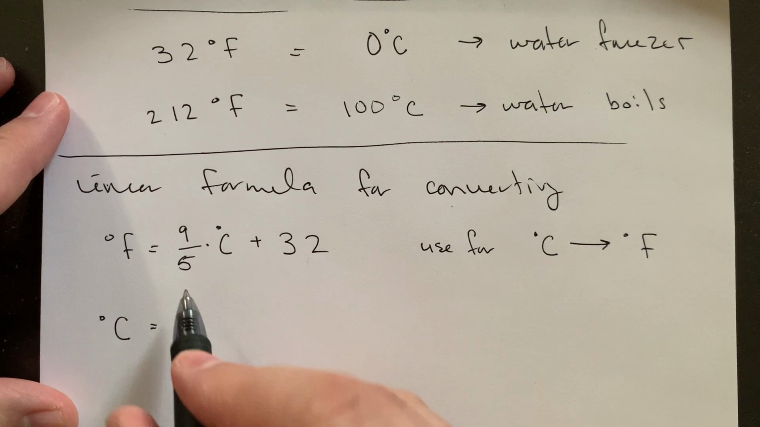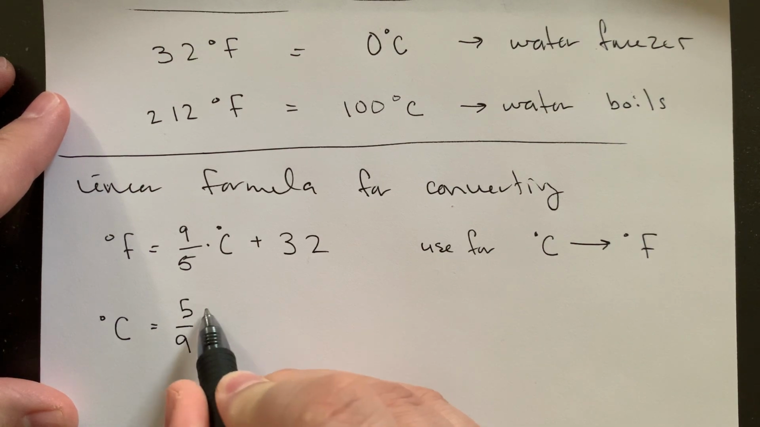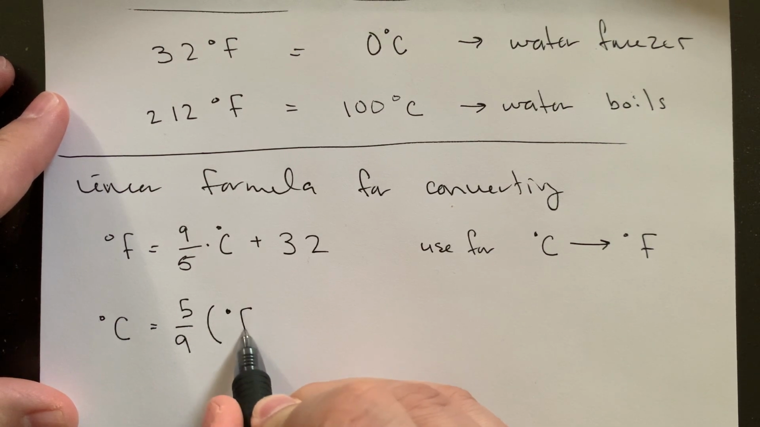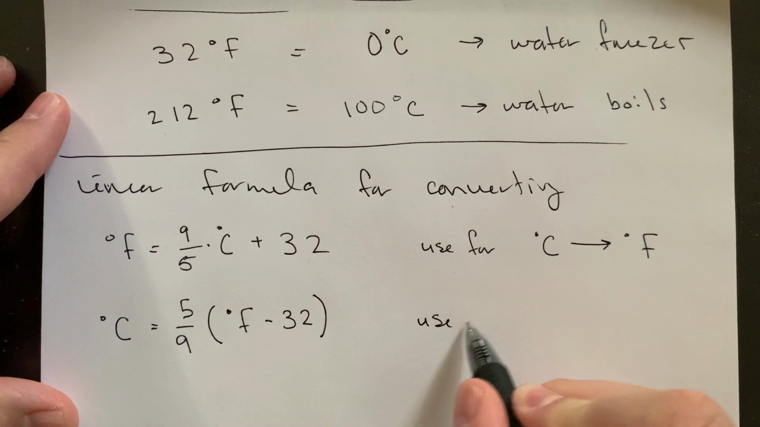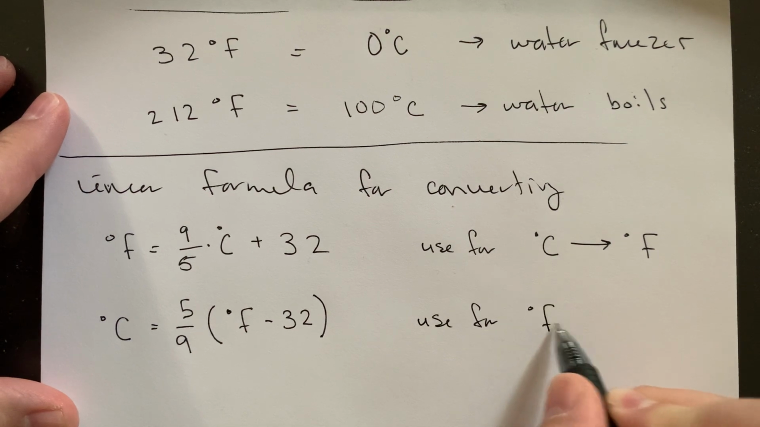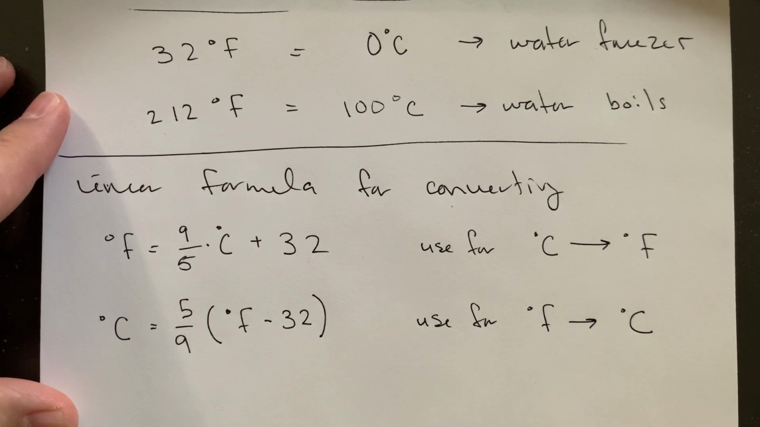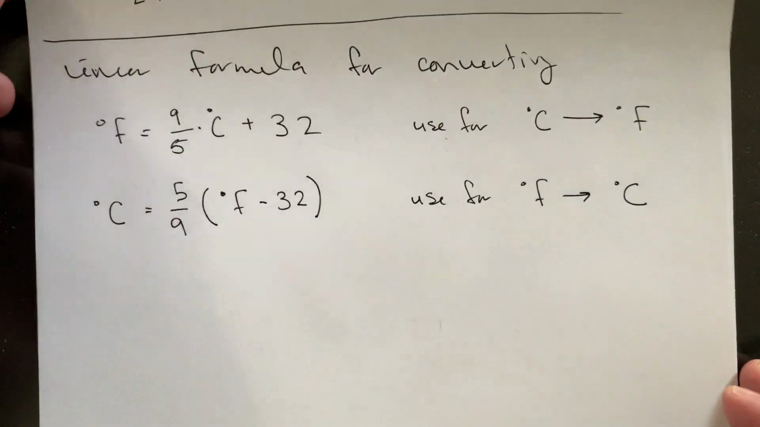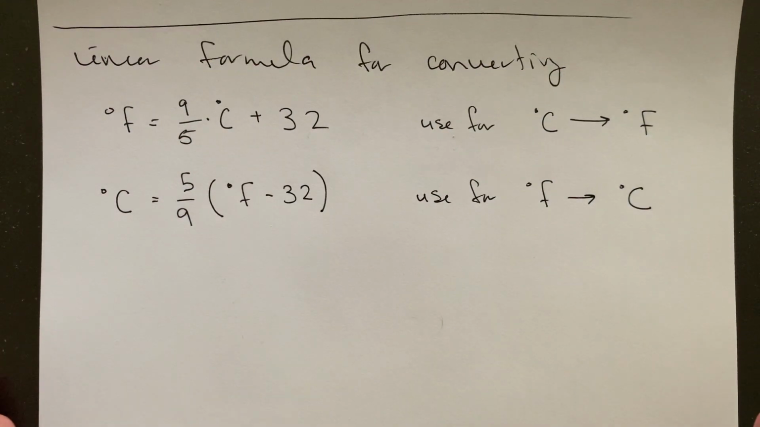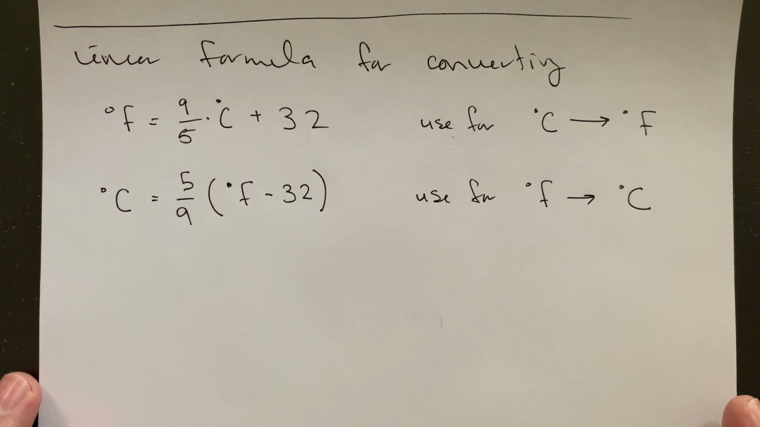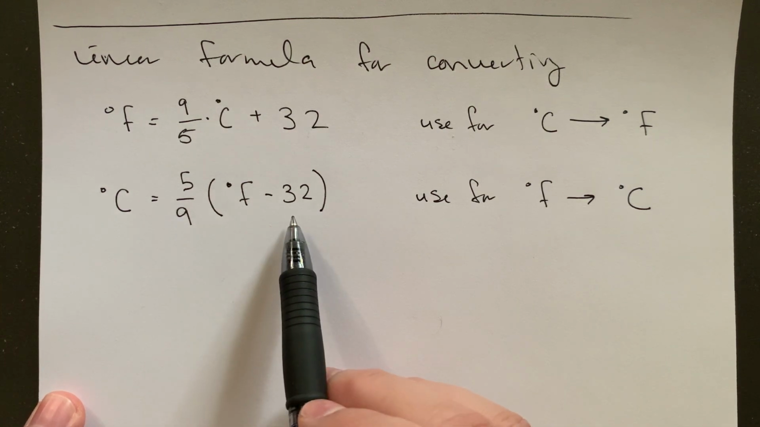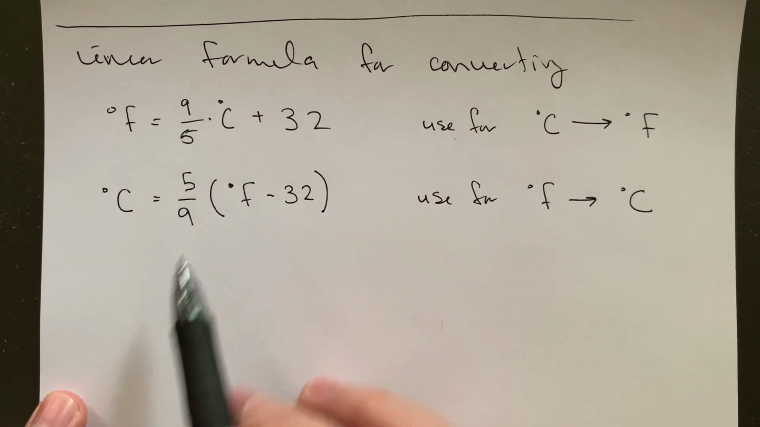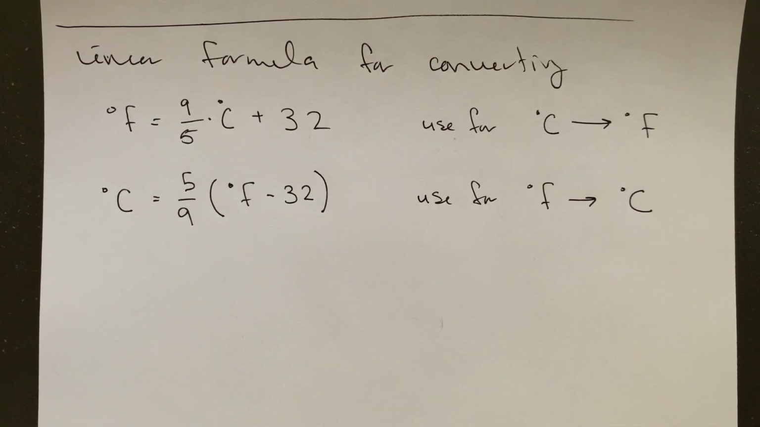And so what that's going to look like is 5 over 9 times the quantity degrees Fahrenheit minus 32. And so we're going to use that one for converting from Fahrenheit into Celsius. So you can see, these are very much kind of reversed versions of each other. There's an order of operations thing that's happening here, right? In the second one, you want to make sure you do this subtraction first in the parentheses and then multiply by 5 over 9, the reciprocal, right, of multiplying by 9/5 in the other one and adding.